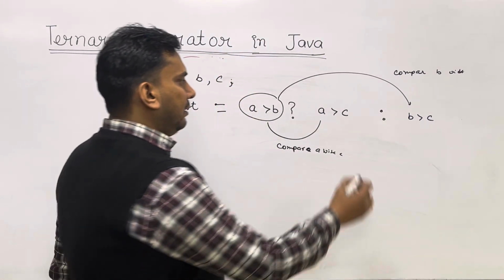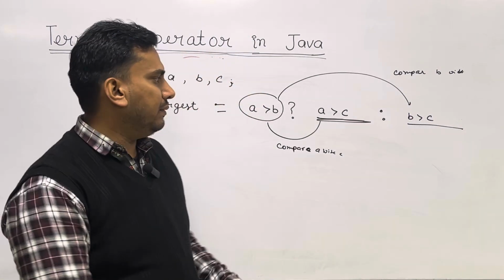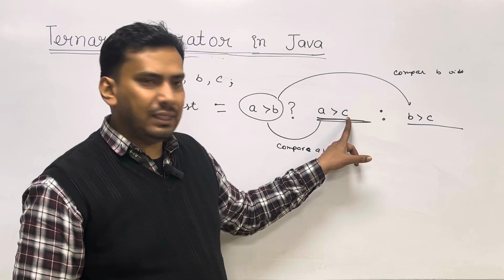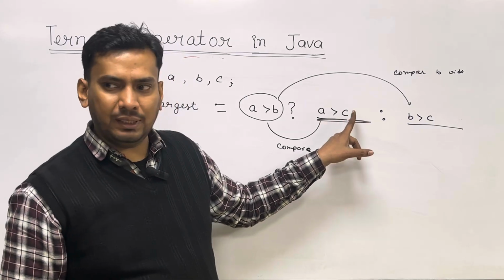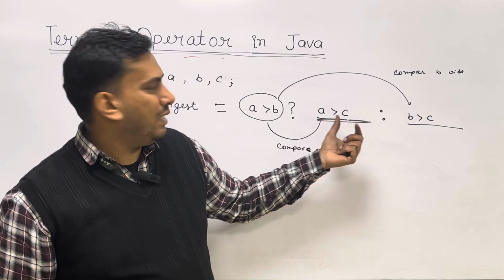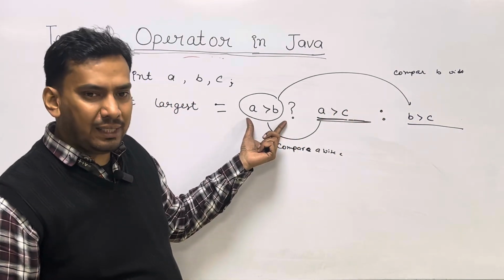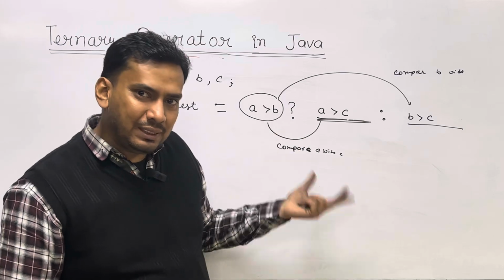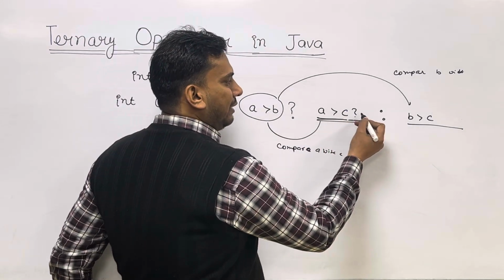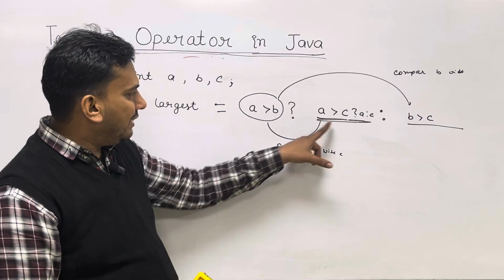Right. So here again it will act as a separate ternary operator. If a is greater than c, it means I have to return a, otherwise I will return c. Why? Because c is greater than a, and a is already greater than b. So it means c is the largest. So I can write here then a else c. Are you getting this?